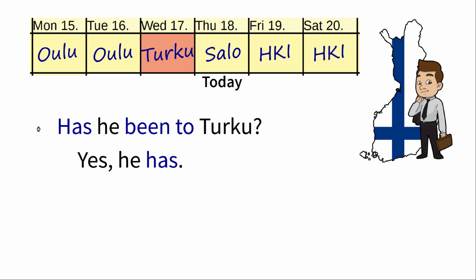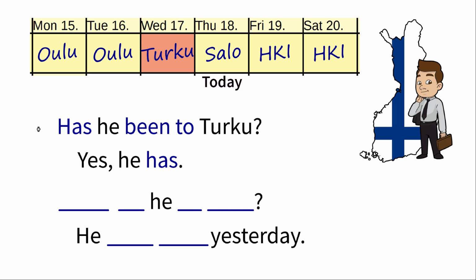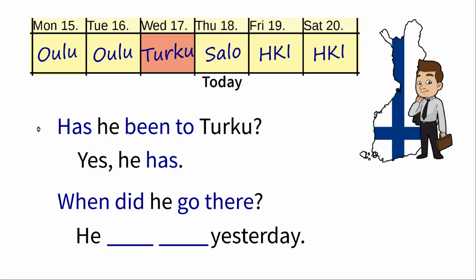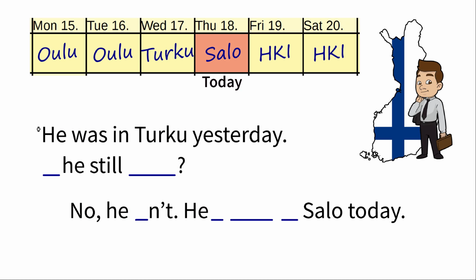Yes, he has. And here in the answer we've got yesterday. I'm going to make a when question. Remember, when must be in the past or the future. Obviously, it's in the past here. So when did he go there? When did he visit there? When did he go there? He visited there or he went there yesterday. He was in Turku yesterday.